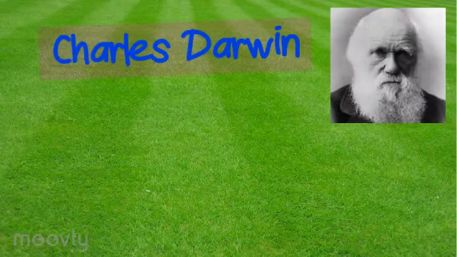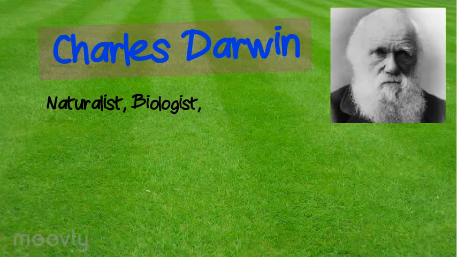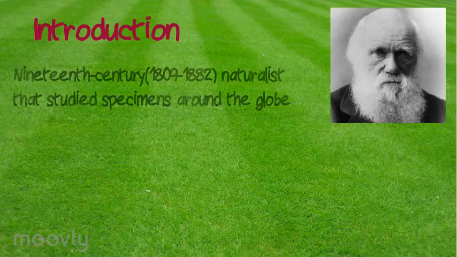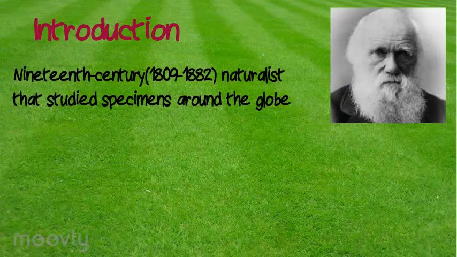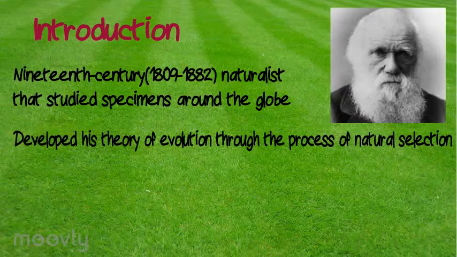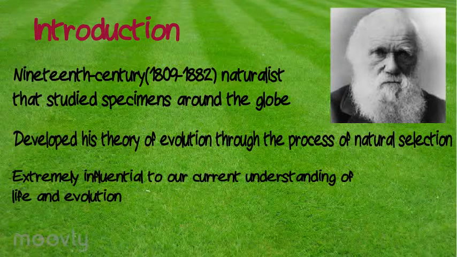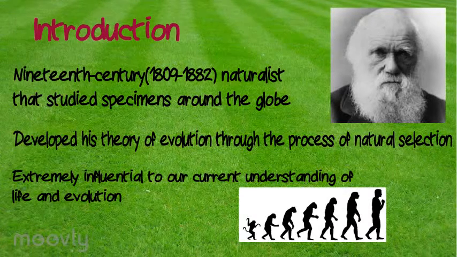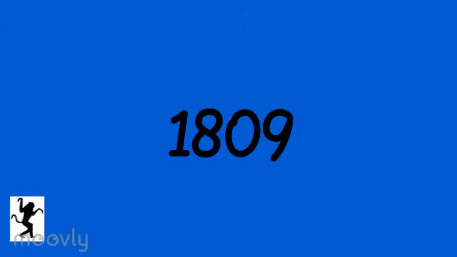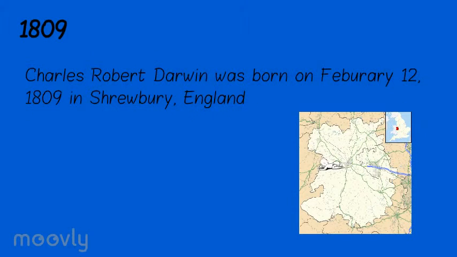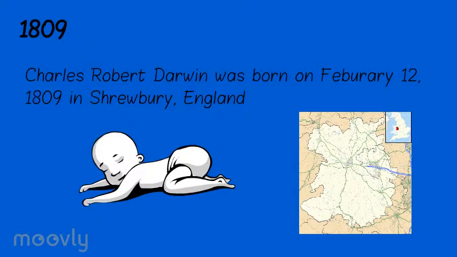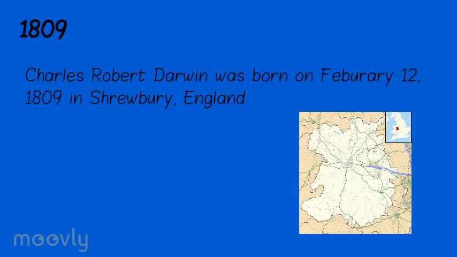Charles Darwin, a naturalist, biologist, and scientist in the 19th century, studied specimens around the globe. He developed his theory of evolution through the process of natural selection, and is extremely influential to our current understanding of life and evolution. It started in 1809 when Charles Robert Darwin was born on February 12, 1809 in Shrewsbury, England, in the county of Shropshire.